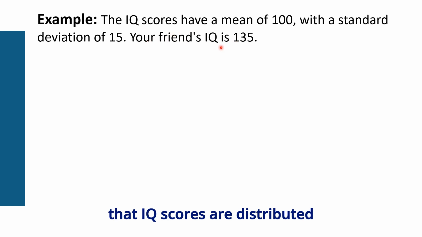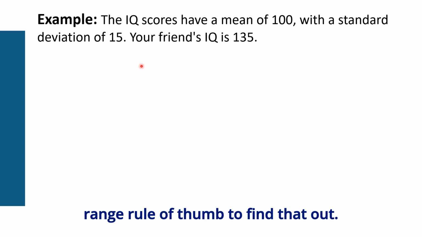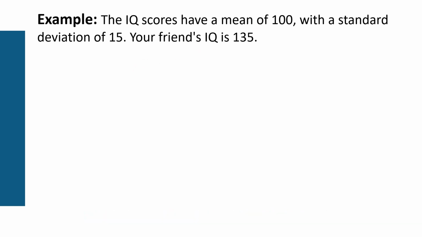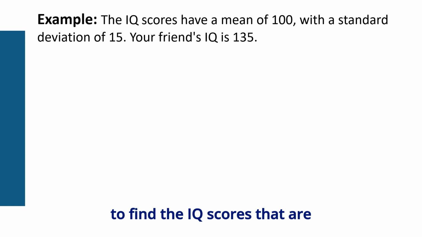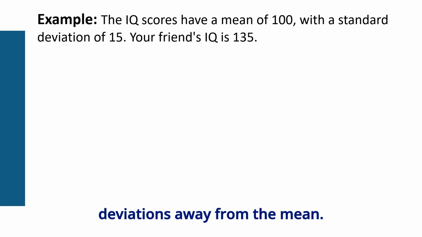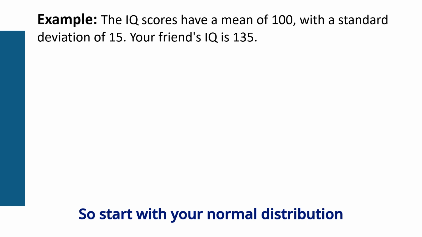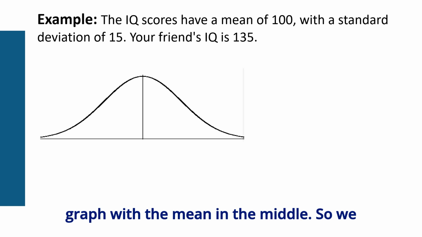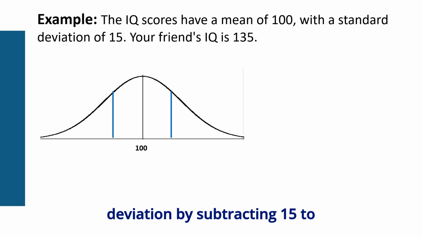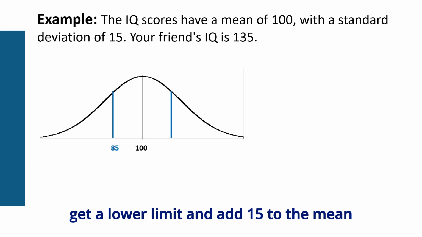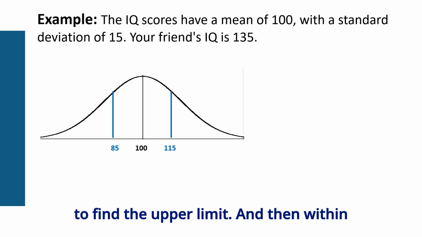Assuming that IQ scores are distributed normally, we can use the range rule of thumb to find that out. Based on the range rule of thumb, we need to find the IQ scores that are within 1 and 2 standard deviations away from the mean. So start with your normal distribution graph with the mean in the middle. We can find the values within 1 standard deviation by subtracting 15 to get the lower limit and adding 15 to the mean to find the upper limit.